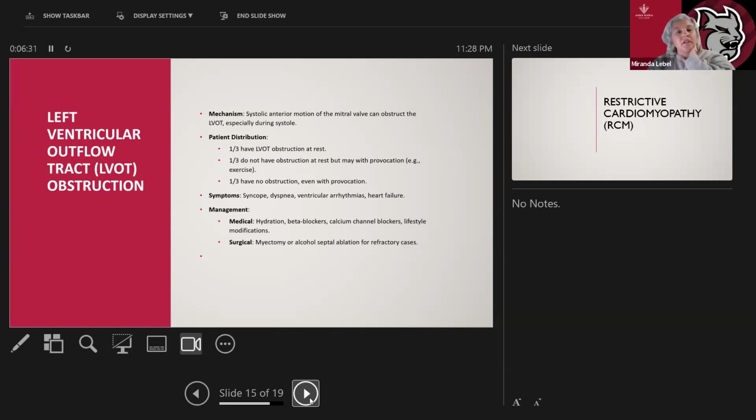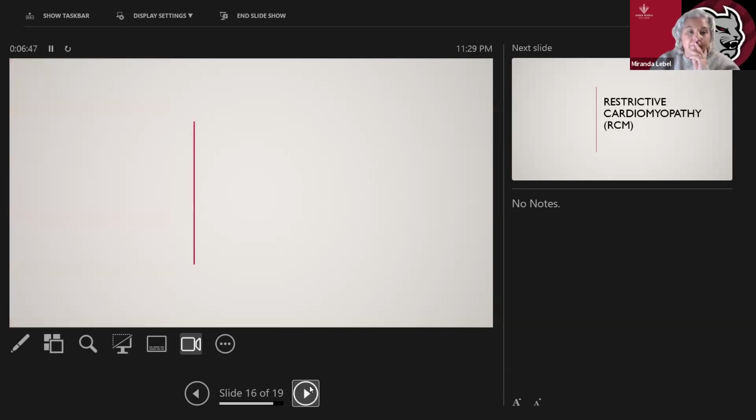Symptoms include syncope, dyspnea, ventricular arrhythmias, and heart failure. Management is going to be hydration, beta blockers, calcium channel blockers, and lifestyle modifications. And if we need surgery, it's myectomy or alcohol septal ablation for refractory cases.